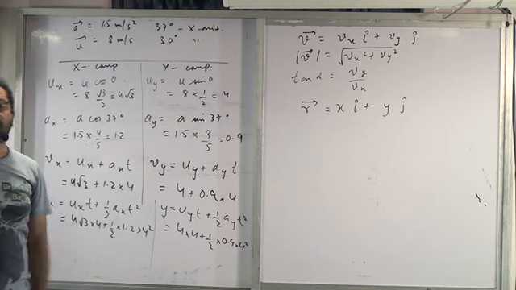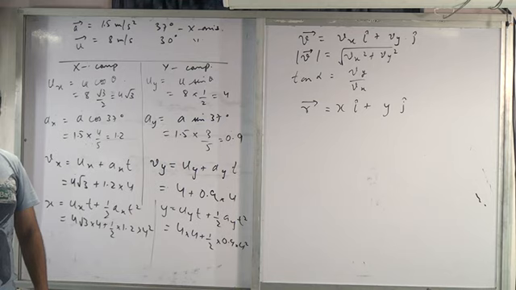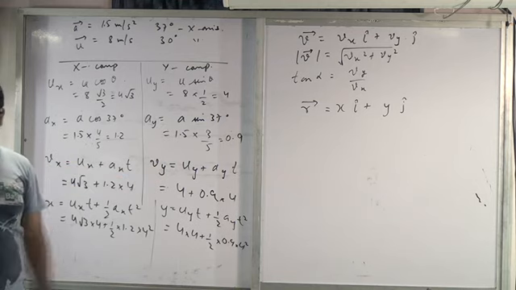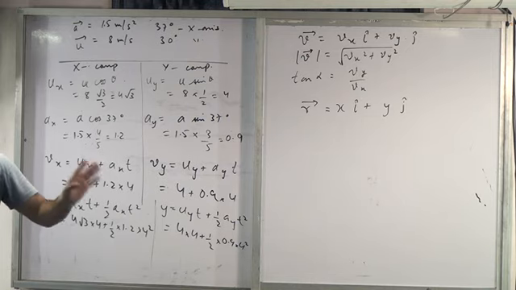If the magnitude of displacement is required, you take the mod. And if the direction of displacement is required, you know what to do. Tan alpha is equal to y by x. Is that clear? And that's it. That's all you need to do in two-dimensional motion. Resolve it in two mutually perpendicular directions, and treat both of them as one-dimensional motion.